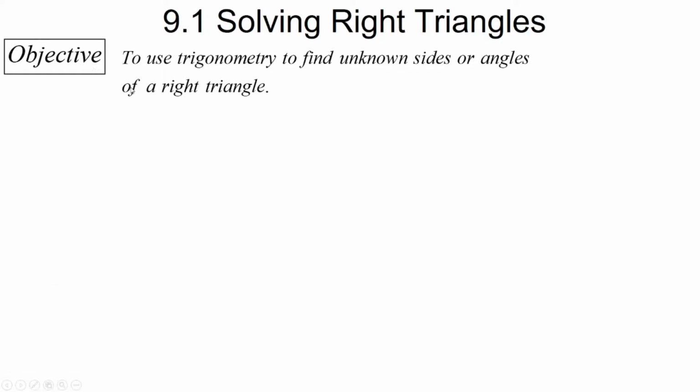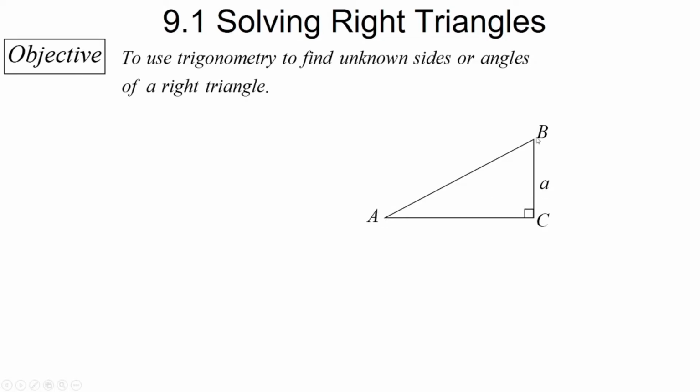So today's objective will be to use trigonometry to find unknown sides or angles of a right triangle. So now first, we've got to understand the notation of a right triangle. So this is right triangle ABC. And what you need to understand is how we label the sides of a triangle. All right? And the way it works is this. See this lowercase a right here? It is opposite angle A. And that's the way we label.